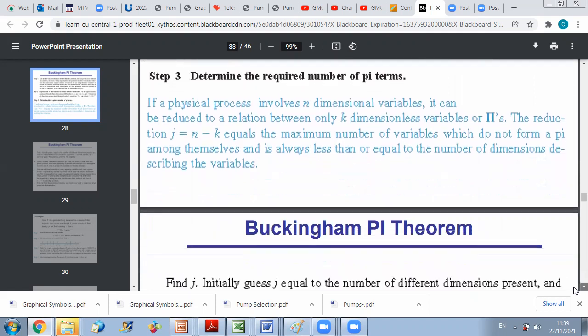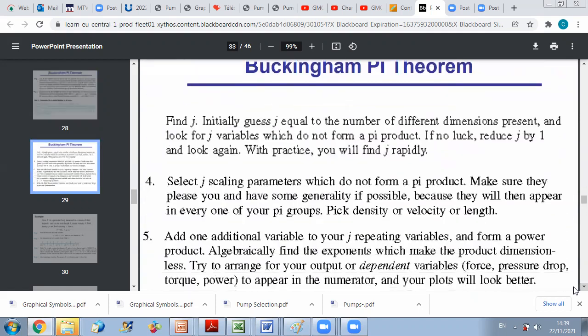Okay. Now, once I find J, so to find J, I initially guess J equal to the number of different dimensions present and look for J variables which do not form a pi product. If no luck, reduce J by 1 and look again.